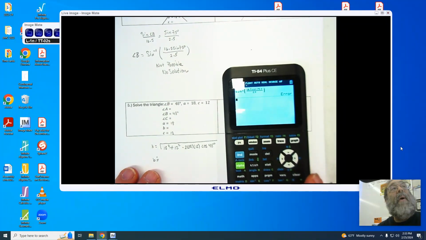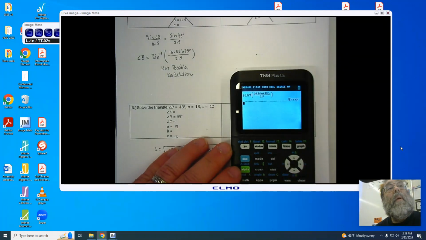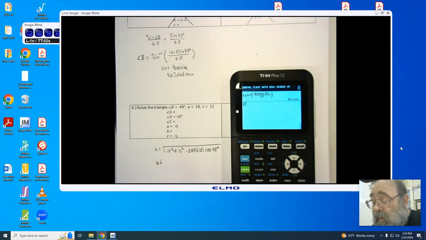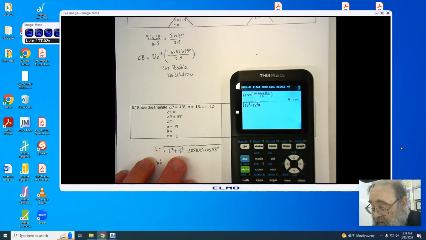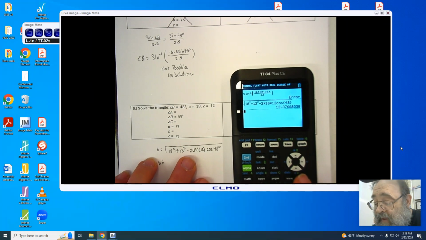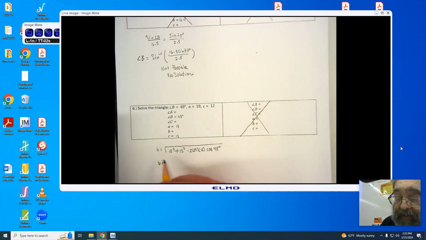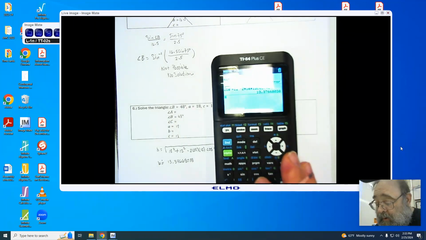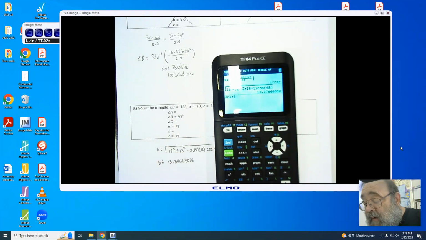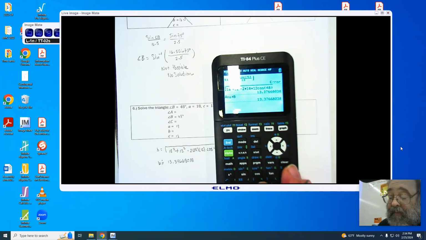We're now going to go ahead and put this directly into our calculator. We have second x squared, which is our square root, of 18 squared plus 12 squared minus 2 times 18 times 12 cosine of 48 degrees. We hit enter, and we have that wonderful 13.37668038, which I'm going to list. I want to store this in my calculator, so I'm going to go ahead and use alpha B for it. And this way I can now find angle B.